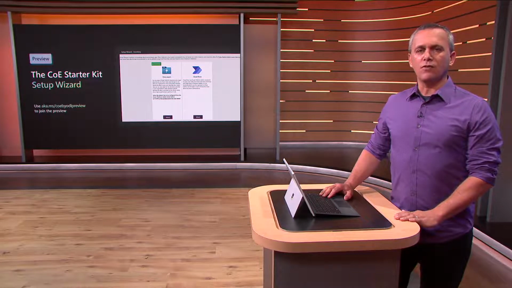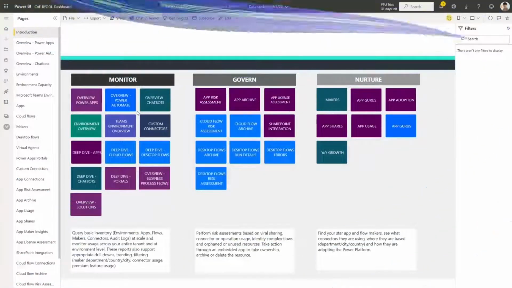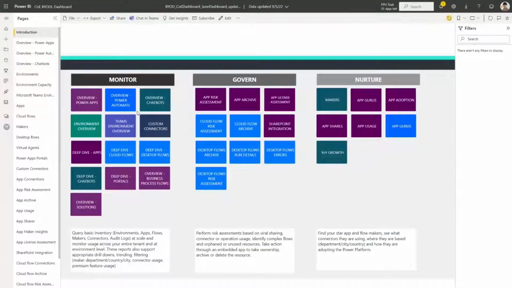Let me demo some of those COE toolkit reports and how you can extend the data export to combine data from other data sources. So I switched over to the COE Starter Toolkit. On the Power BI portal, you could see Monitor, Govern, and Nurture categories. This package is extremely rich, but I'm going to focus on Monitor.